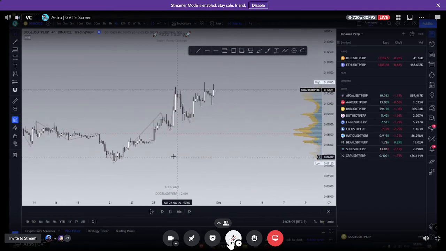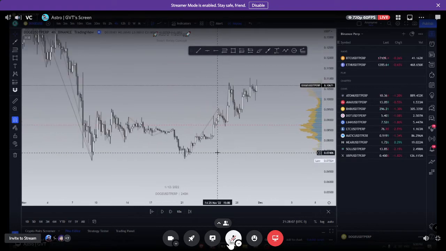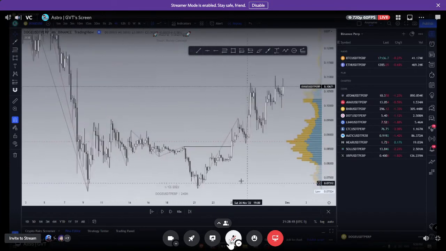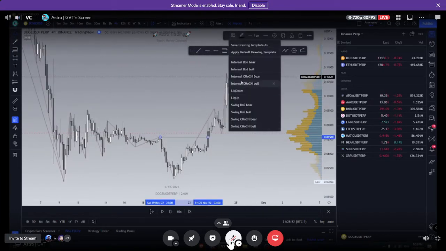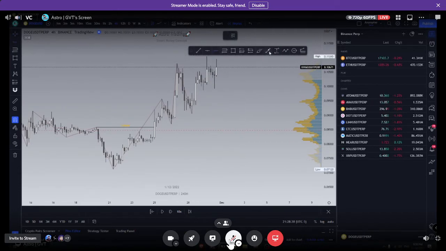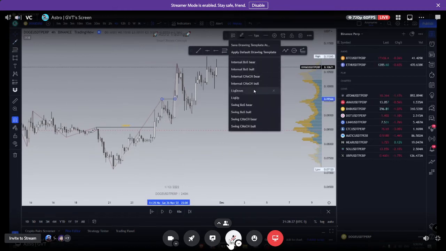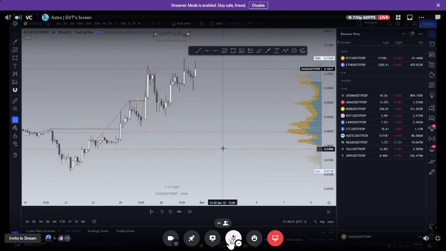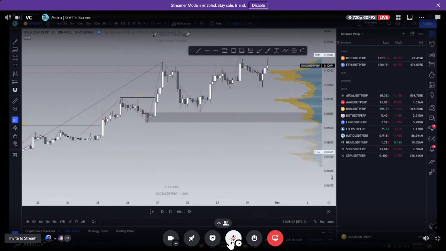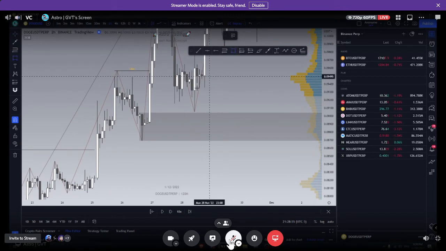So I'll take this one, though it did not fill, but it's pretty much a good example. We have our internal change of character, which is our first break of structure after a downtrend that was there. Taking this internal change of structure bullish, and we have another one that now is our break of structure. So now we have the reversal and our confirmation of bullish structure. It's the same thing as the lower time frame. So I will take my last down candle to make my order block right there, and it will be the same. Now we'll go on the 2 hour to look at where is my best order block.